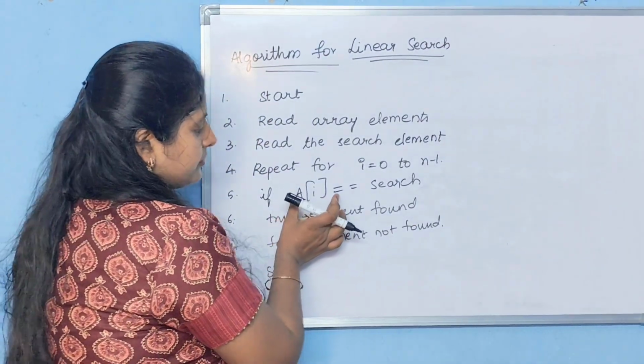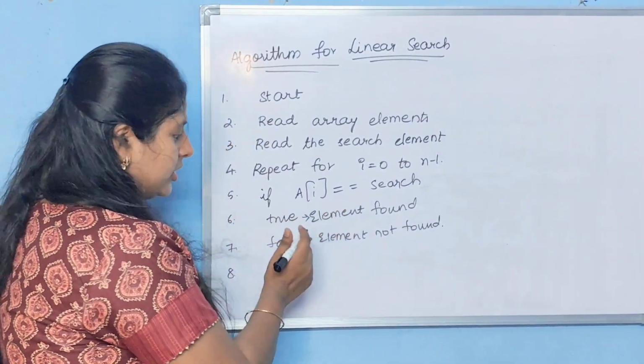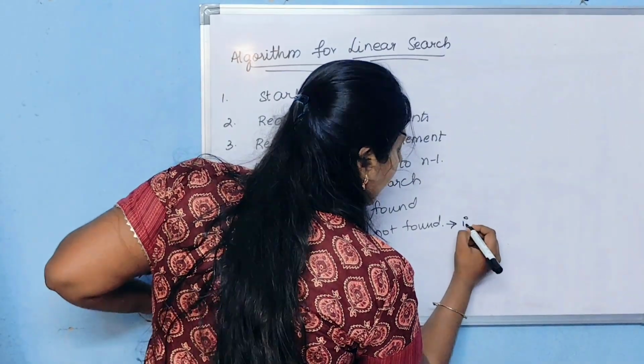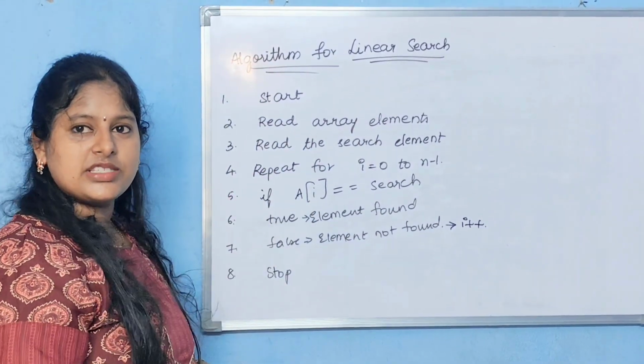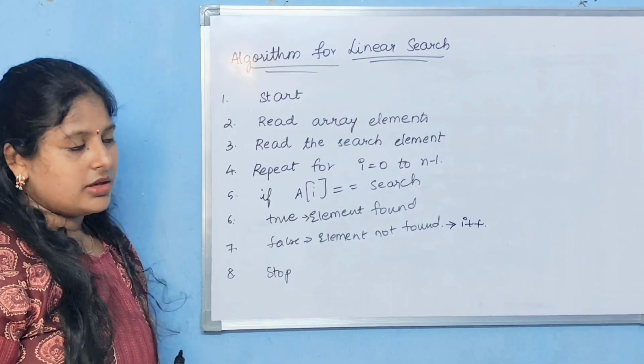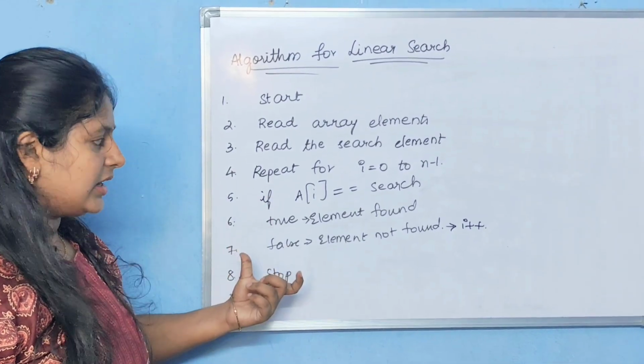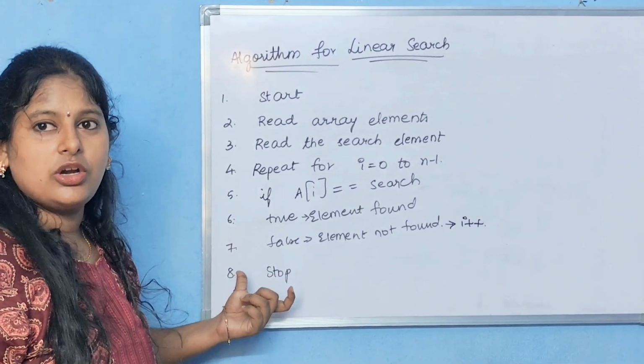In case my search element is not found, what will I do? i plus plus will be done, right? I have to go and check the next element also, okay? So this is how you write the algorithm for linear search, okay?